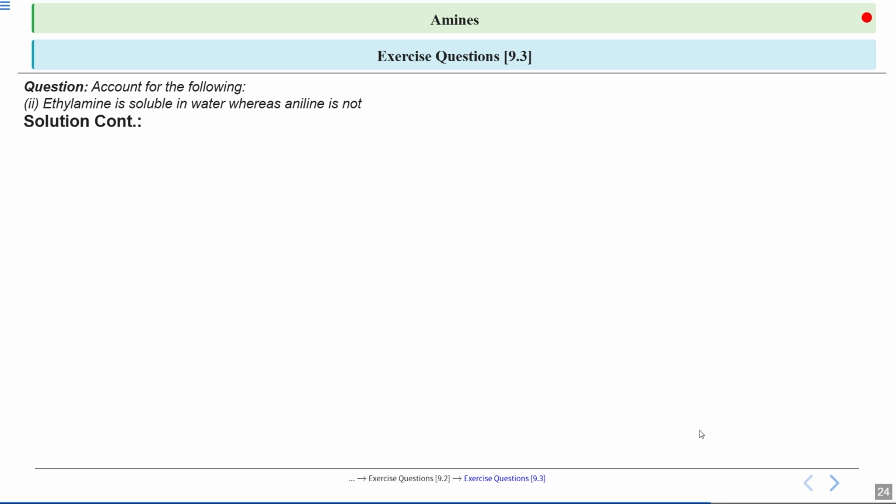Now we will see the second part, which is: ethylamine is soluble in water, whereas aniline is not. If I talk about ethylamine, it forms intermolecular hydrogen bonding with water. So the substance forms hydrogen bonds with water, which affects its solubility and interactions in the aqueous solution.